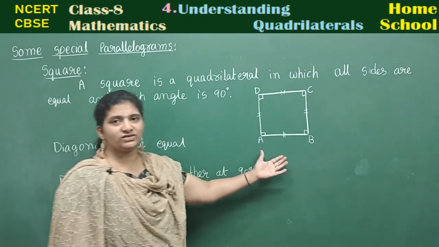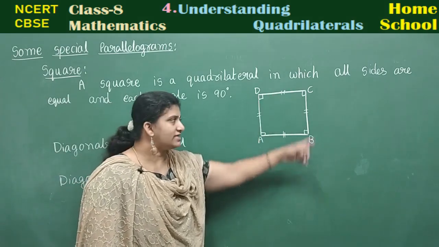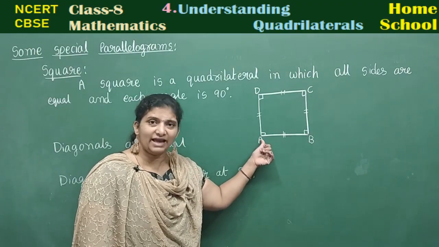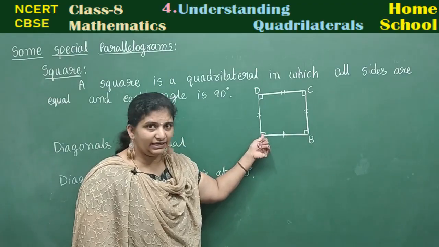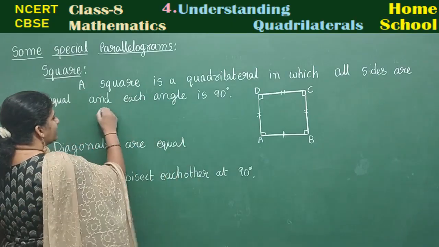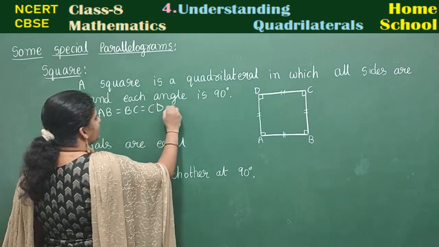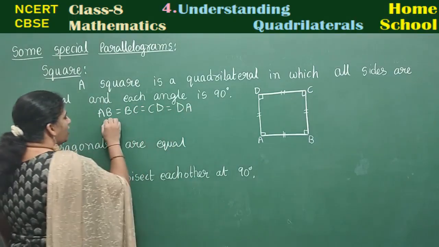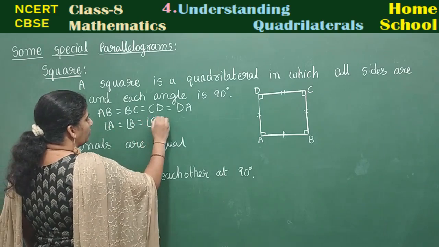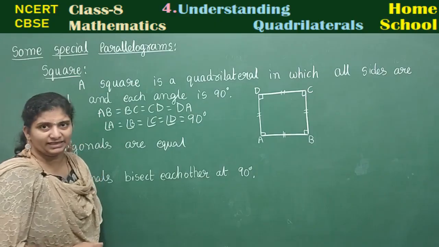You can see the figure of a square. All sides are equal, A, B, C, D, and all angles are perpendicular. That means 90 degrees. Look here, this symbol indicates 90. Angle A, angle B, angle C, angle D are 90 degrees. All sides are equal, that means AB equal to BC equal to CD equal to DA. And all angles are equal to 90 degrees.